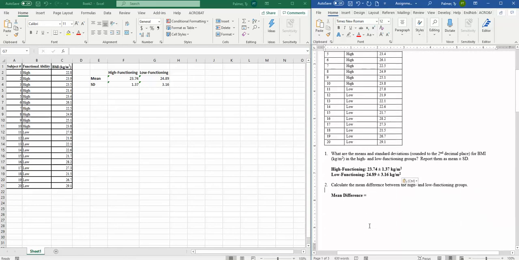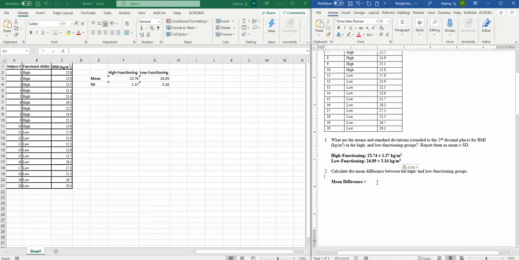Okay, let's go to the next question. It says calculate the mean difference. Calculate the mean difference between the high and low functioning groups. Okay, so that's very, very easy to do. The mean difference, all we have to do is just take the mean of group 1 minus the mean of group 2. So very, very simple to do.